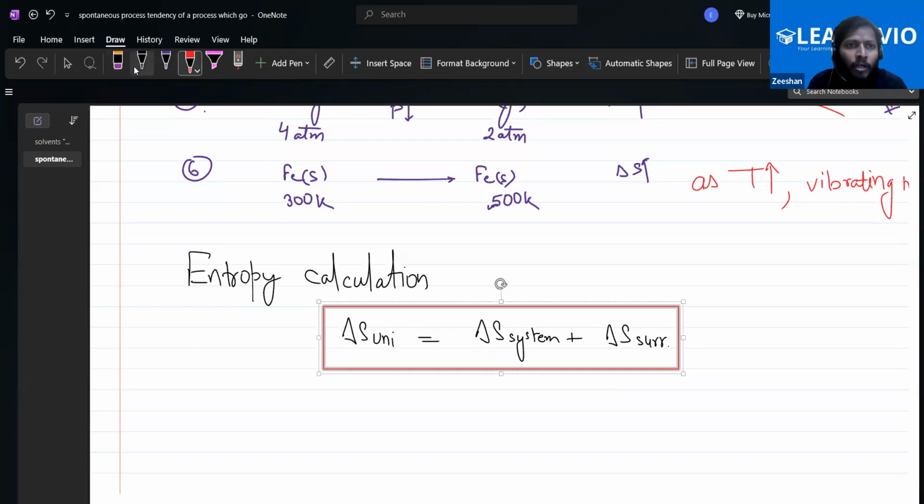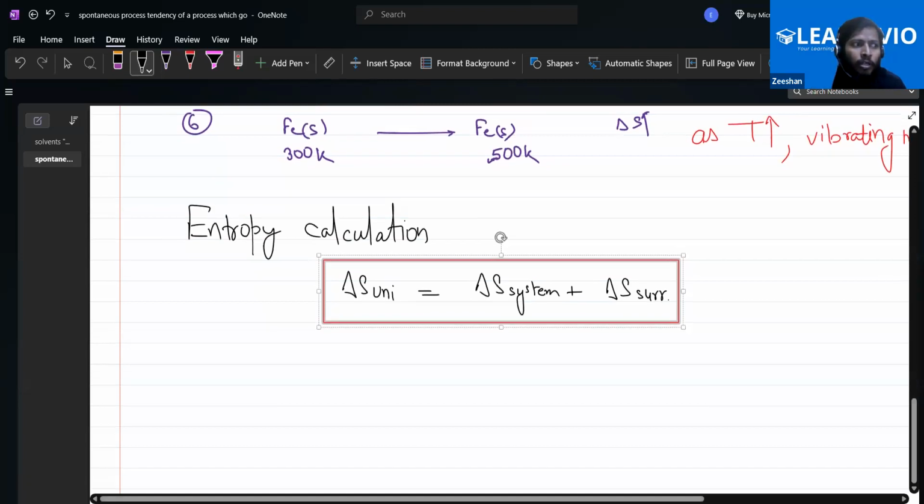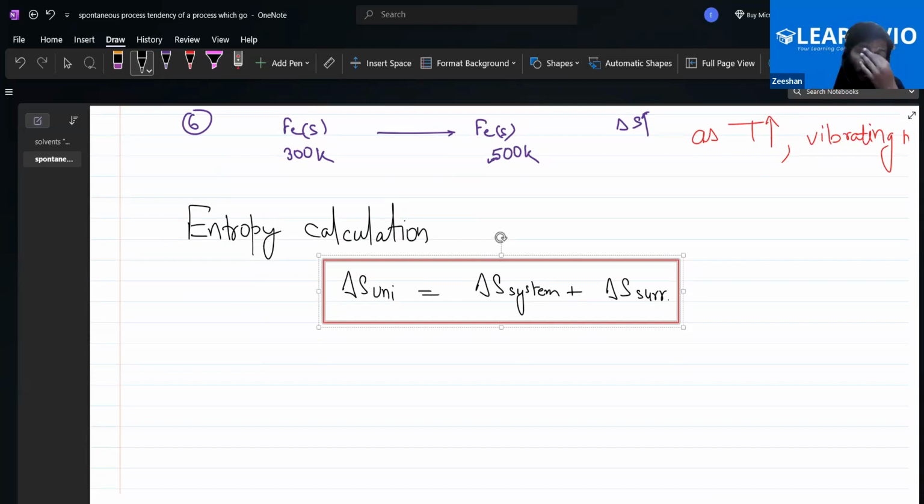The mathematical formula we have already written. Now we will get into derivation. We are going to derive the change in entropy in an isothermal process, isochoric process, or isobaric process.